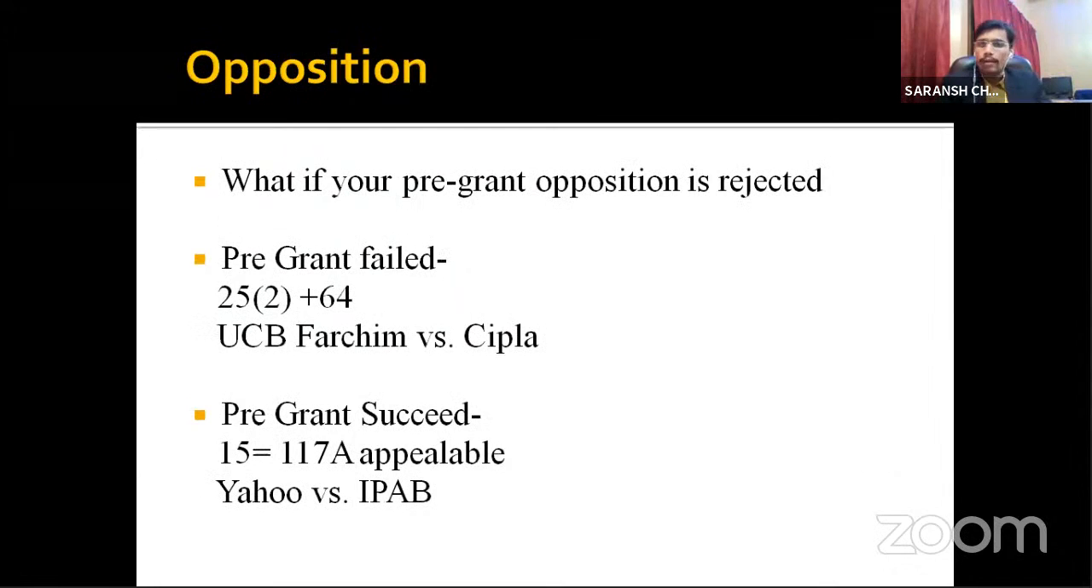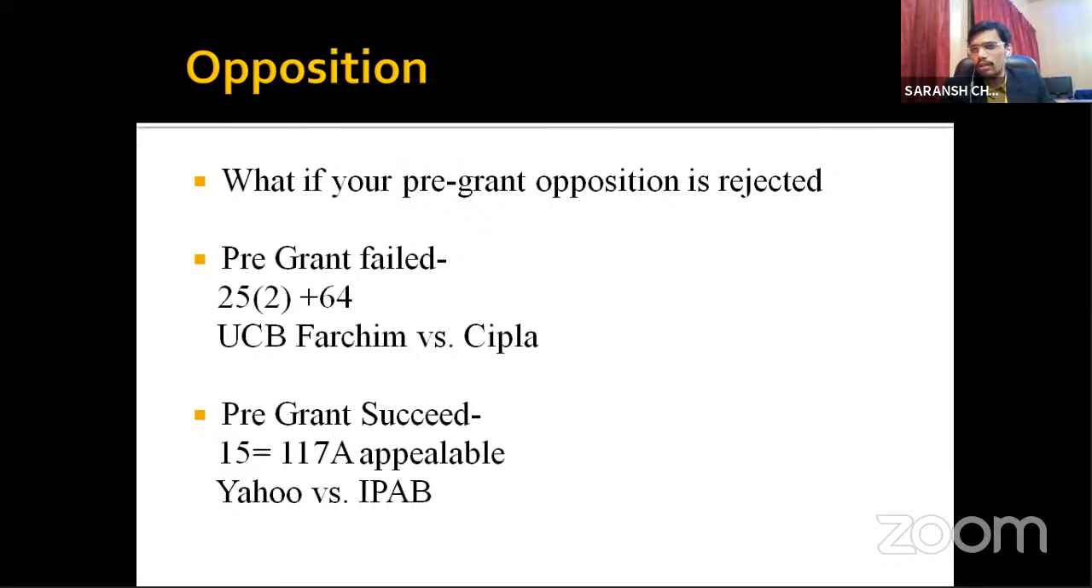Now, the important part is remedy. Let's say you filed a pre-grant opposition in the patent office, and as I told you, there is no necessity for the controller to call you. The controller can decide on the basis of merit also. There is no specific rule that says the controller has to call you and hear you. The controller can hear and decide the pre-grant opposition on the basis of merit.